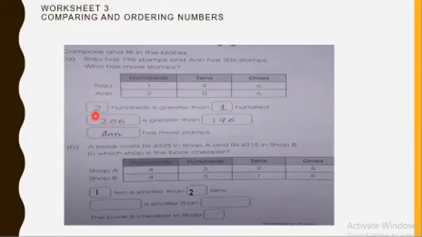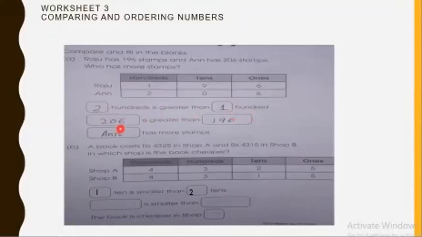Okay, the first blank that I solved is: dash hundred is greater than dash hundred. They are actually asking only about the hundreds, not about tens, not about ones. Their main question is only about the hundreds. So which hundred is greater? You will write down 200 is greater than 100.